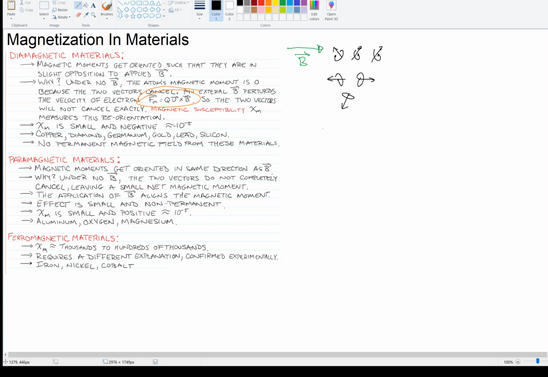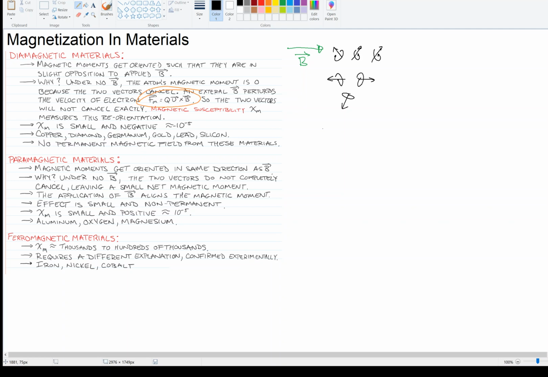And examples of materials would be copper, diamond, germanium, gold, lead, and silicon. And this effect is not permanent. As soon as we remove the B field, then it's reasonably assumed that the magnetic dipoles just go back to being randomly oriented.